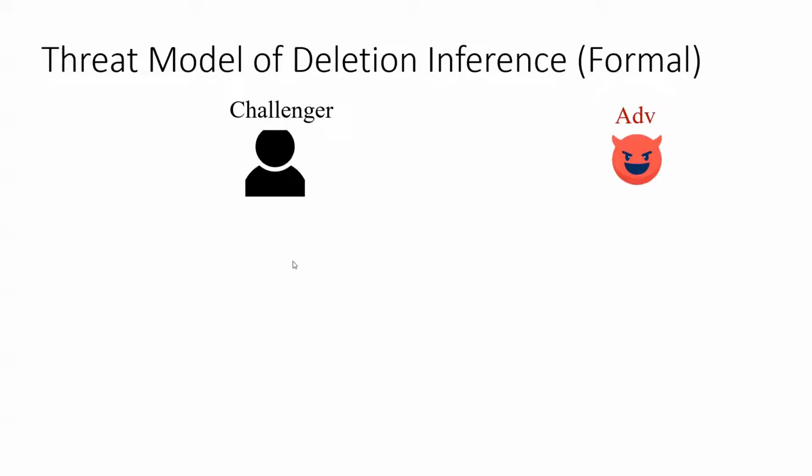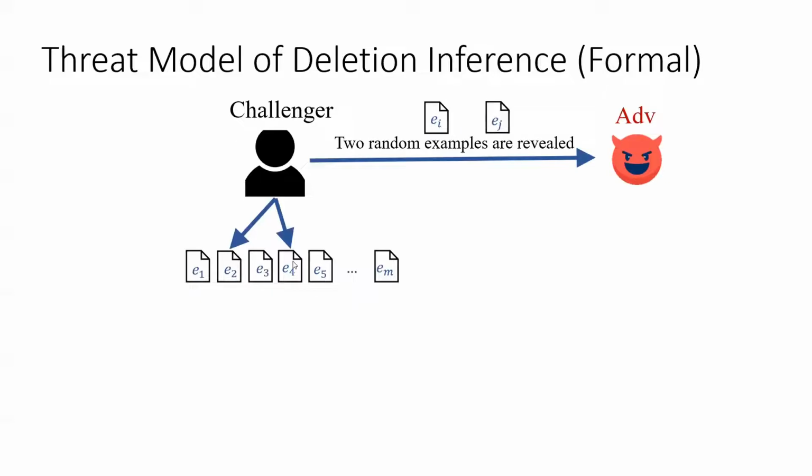We now formally define the security game of deletion inference. There are two parties, a challenger and an adversary. The challenger first picks a dataset with size m. The challenger then picks two examples, EI and EJ, and sends them to the adversary. The challenger then trains a model with the learner. The adversary has oracle access to this model before the next step.